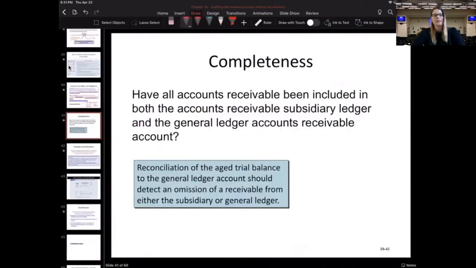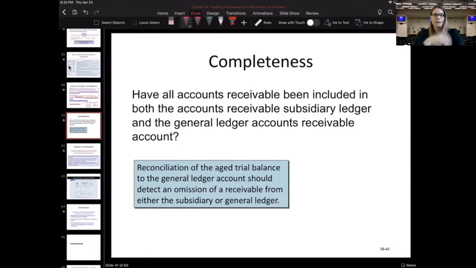Okay. So completeness, what we want to make sure here is that all AR that should be included in the subledger has been included in the subledger. The big control here is always reconciling the trial balance to the GL. And basically we're trying to detect an omission. And what we're hoping is if something isn't recorded in one place, then it is recorded in another place. And so we'll be able to detect it when we're performing that reconciliation.